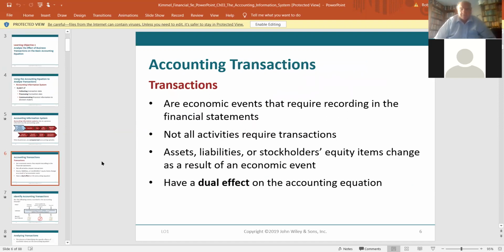Transactions are simply economic events that require recording in the financial statements. Not all activities require transactions. Assets, liabilities, or stockholders' equity items change as a result of an economic event and have what's called a dual effect on the accounting equation. When it says not all activities require transactions, say you hire somebody. You announce that you hired a new vice president. That's not a transaction. That's just a bit of information. Okay.